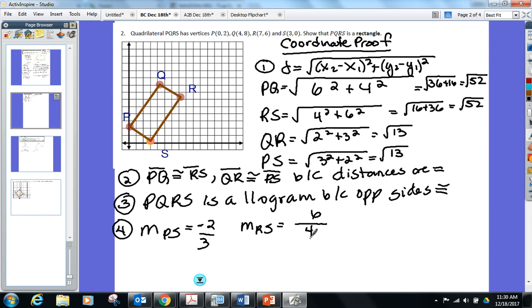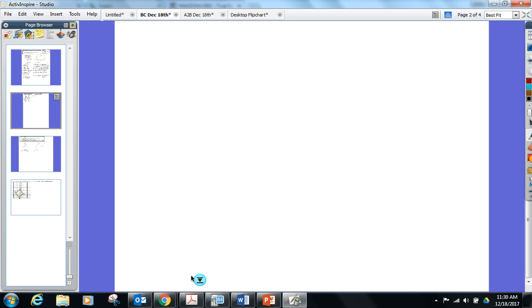Take a look. Is this a positive or a negative slope? This is positive. Wait, they don't look anything alike. Reduce 6 over 4. There we go. Now what am I looking at? Negative 2/3 and positive 3/2. Okay, so tell me in step 5 what you know now.